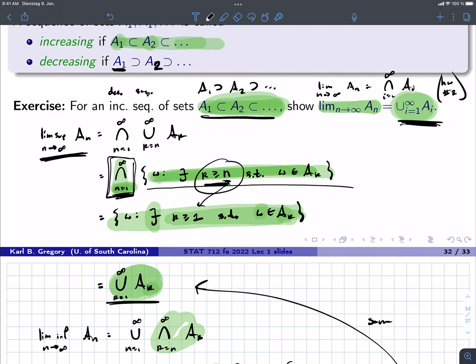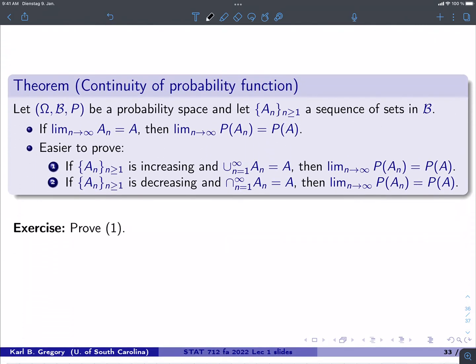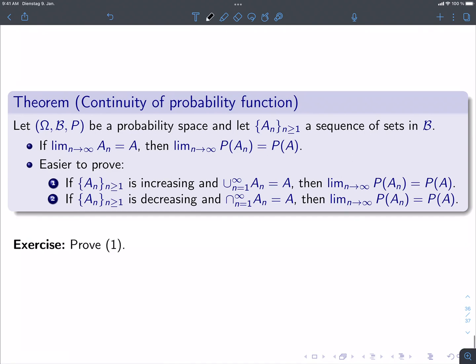Okay, so one last thing I want to talk about is the probability function and how these sequences of sets are related to the probability function. We can say that the probability function is continuous in this sense. So if I begin with a probability space, that means I've got a sample space, a sigma algebra on the sample space, and some function that I put sets into, and it gives me probabilities out.